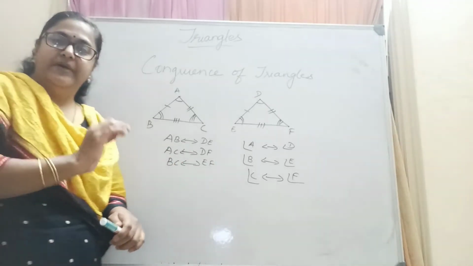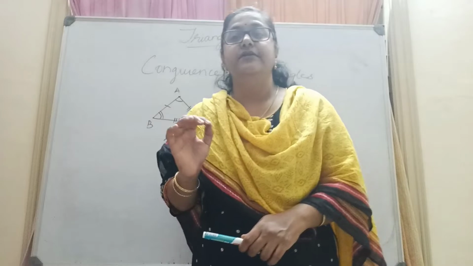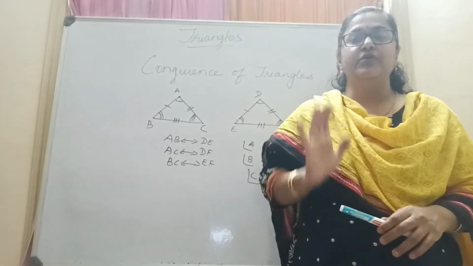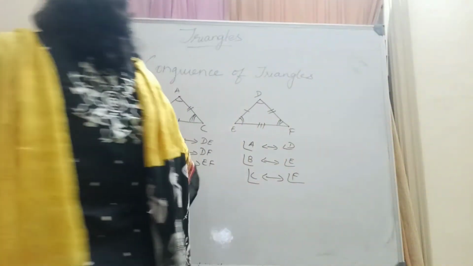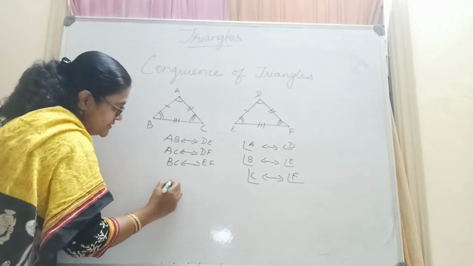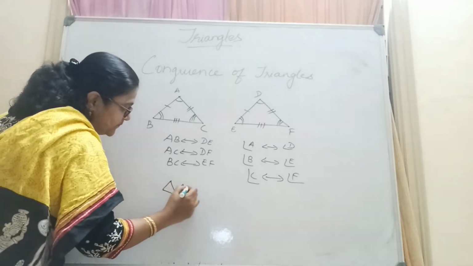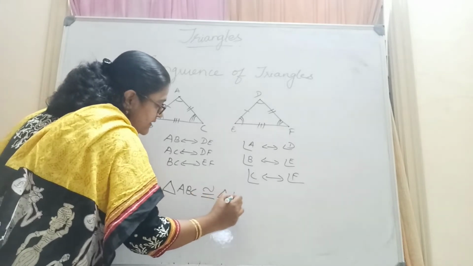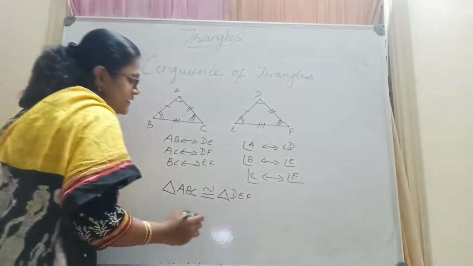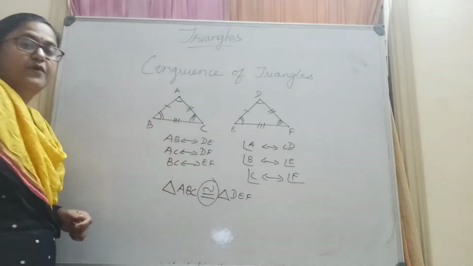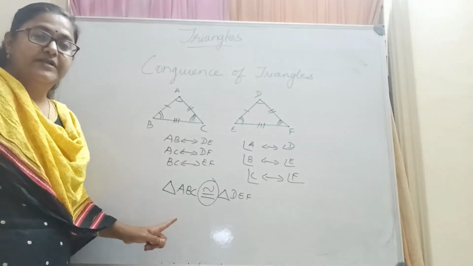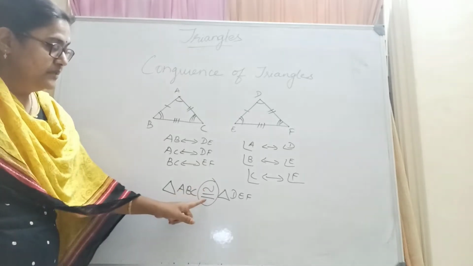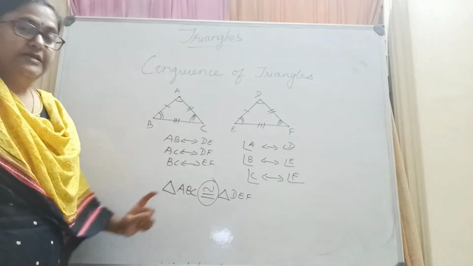Now, how do I write mathematically that the two triangles are congruent to each other? I am not going to write it in a sentence. Fine. I am going to use a symbol for that. Now, what is the symbol used? Symbol used here is triangle ABC is congruent to triangle DEF. This is the symbol which we will use for congruence. To represent congruence of two figures, we use an equal to sign with a tilde symbol on top of it together. This is called the congruent symbol.